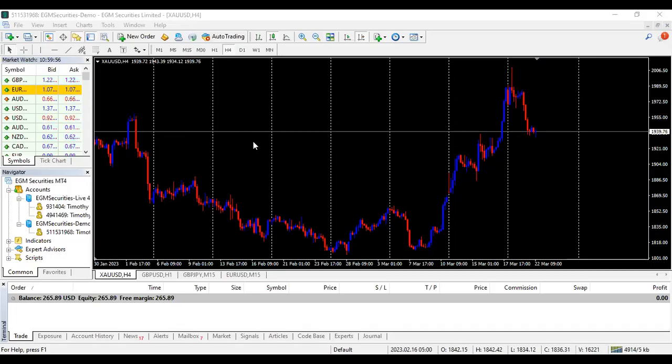This is my demo account. This is the MetaTrader. And when you are in the MetaTrader, how do you install these indicators? First, you shall begin with moving average.